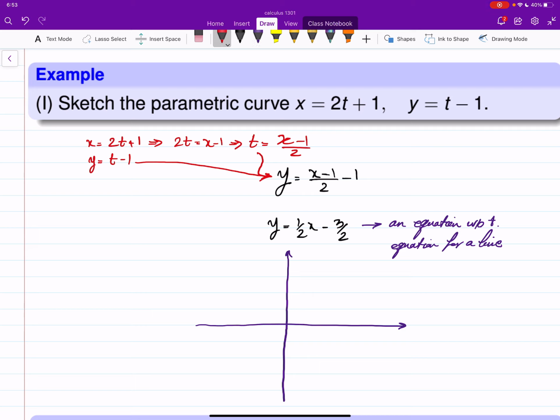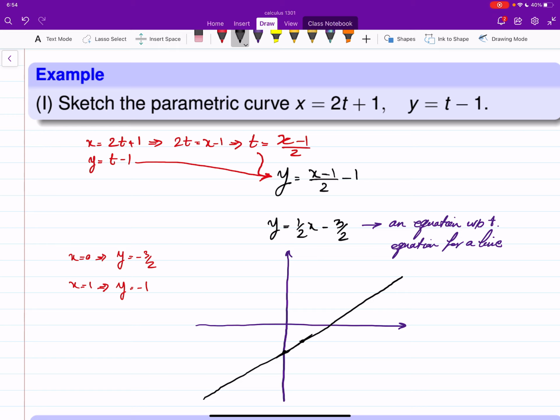And while it's enough to plug in x equal to 0, it will give you y equal to negative 3 over 2. x equal to 1, then y is equal to negative 1. So 2 points is enough for us. 0, negative 3 over 2, and 1, negative 1. And that is the graph that we have there.